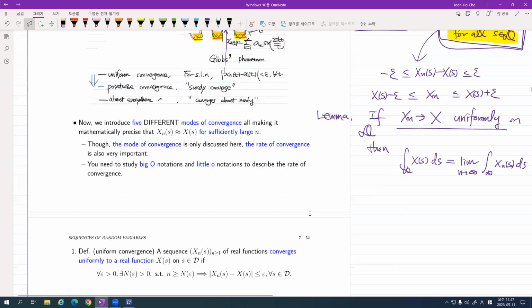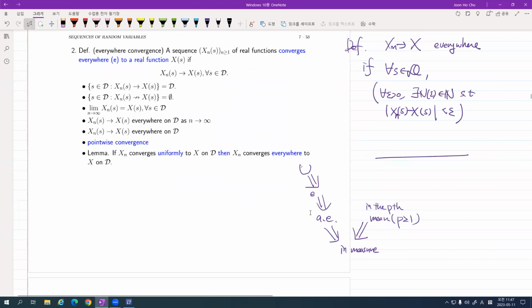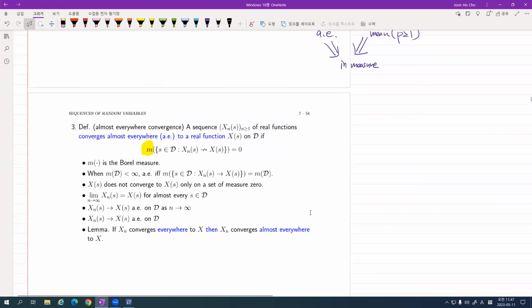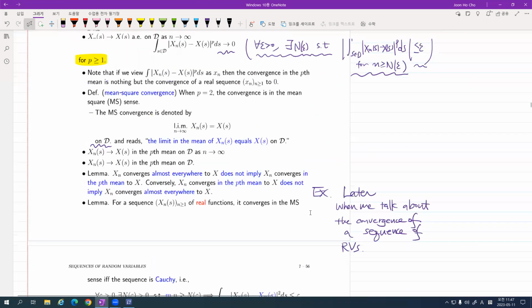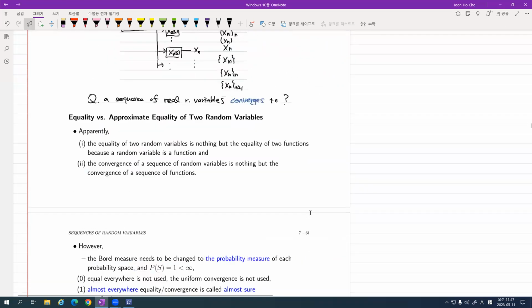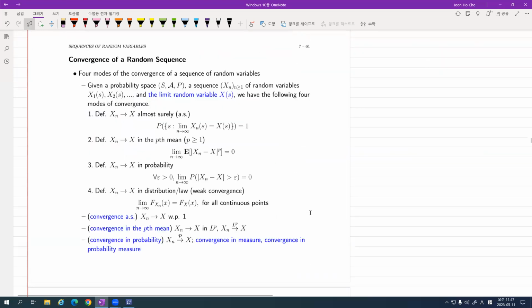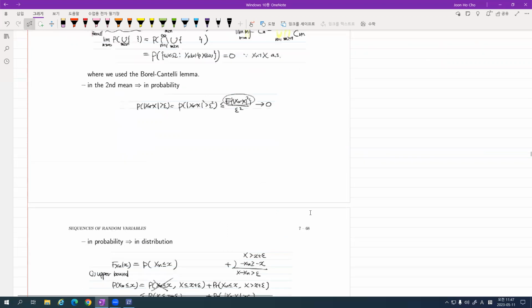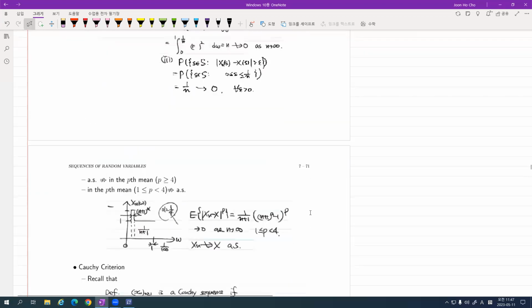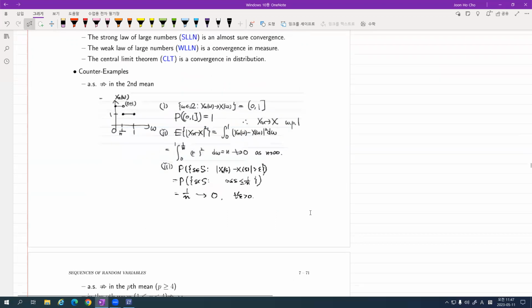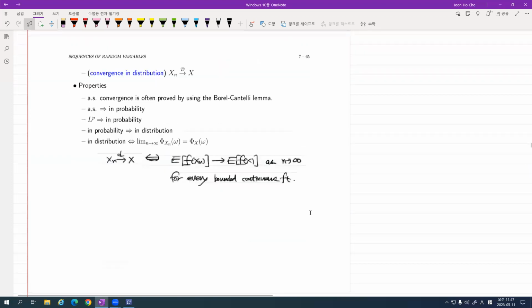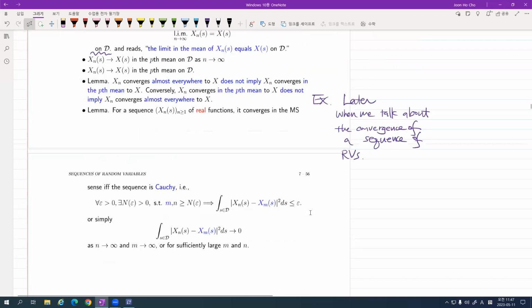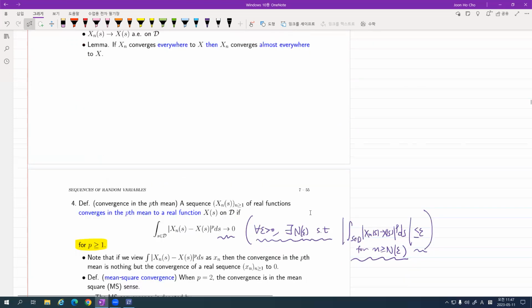An example, I remember I had some example. Where is it? Yeah, I have an example. Probably here. Too far away. I will just make one up. I'll just give you an example.